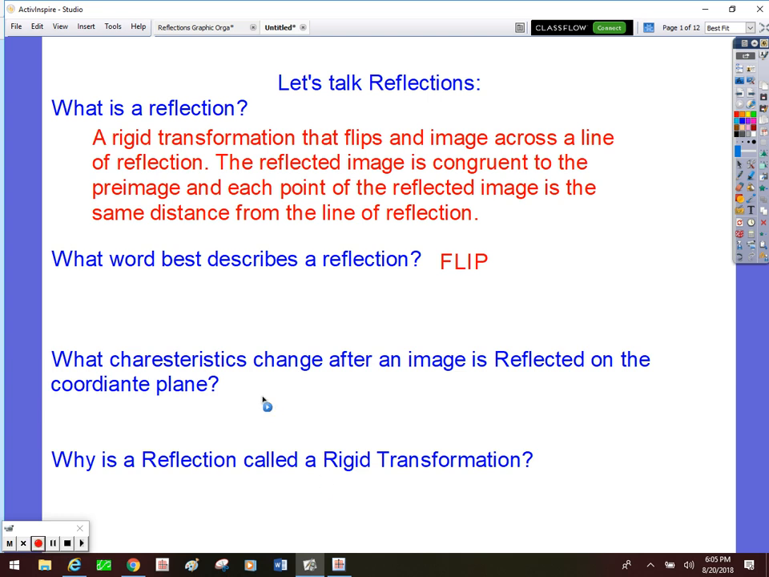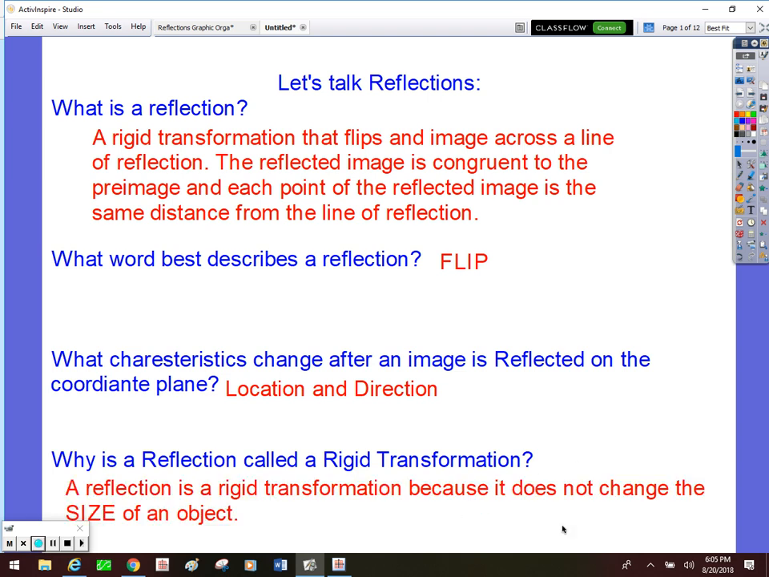What characteristics of an image change after it has been reflected? Location and direction. It's going to move it from one side of a line to the other, and it's also going to change the direction. And why is it called a rigid transformation? Rigid means it's not going to change the size of an object. The object is the same. It's congruent, so it has the same size, same shape, and same angle measurement. That makes it congruent, but it's rigid because it does not change the size.